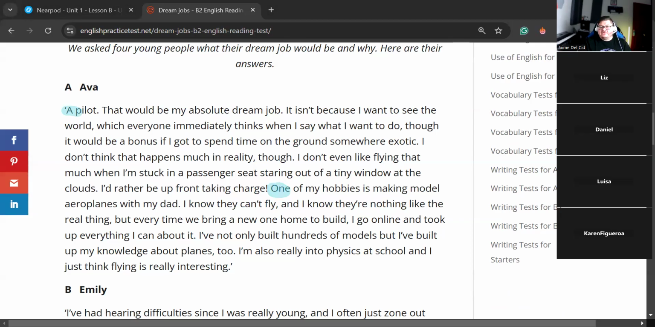The first couple is going to be Carolyn and Daniel. So if you can help me with that. Carolyn, you're going to be the first. You're going to read from Pilot, and you're going to finish here, where it says Taking Charge. And Daniel is going to continue the story from One of My Hobbies till the very end.